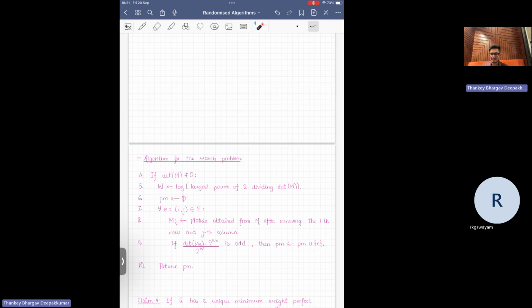There are two vertex sets L and R, right? I am removing the jth column. So you were saying that you would go over the jth column row wise, right? Yes. So now what would happen?